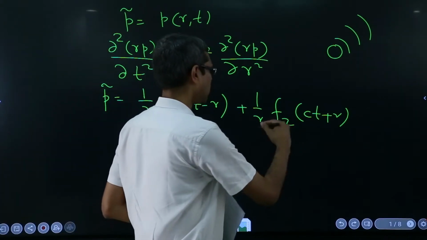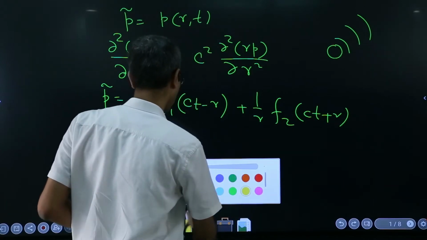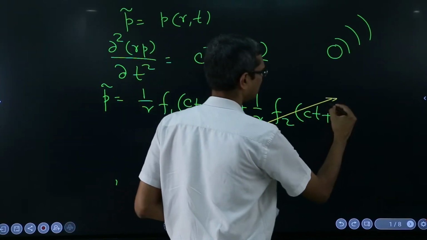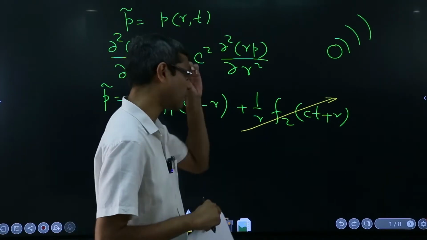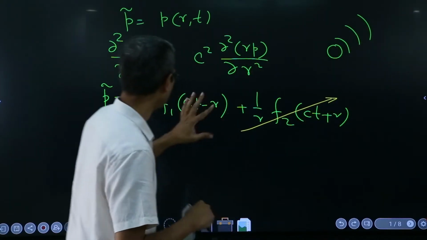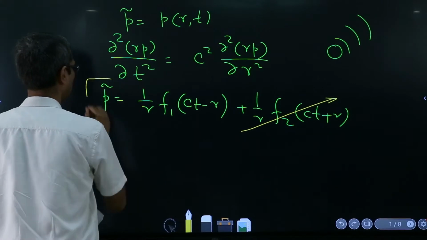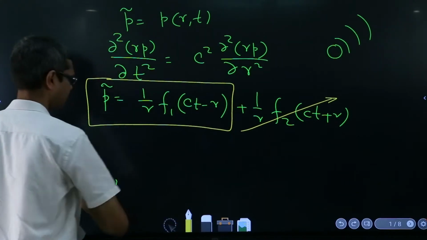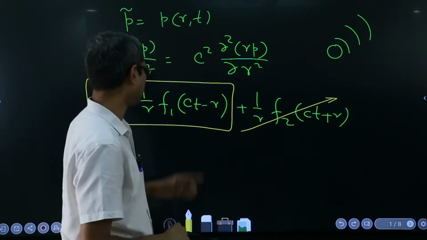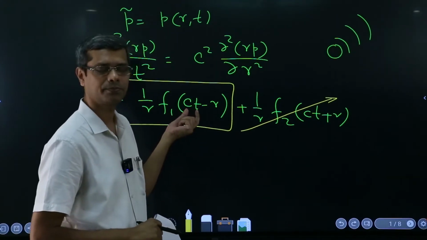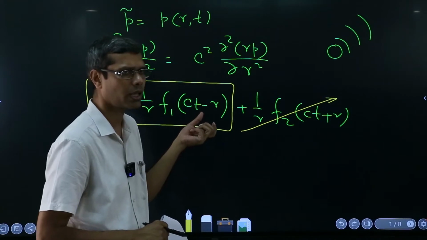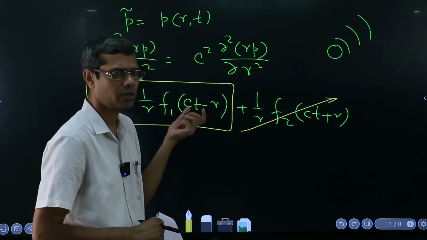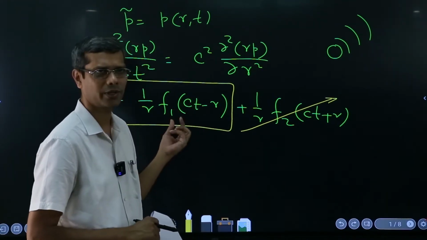Now we said that we won't bother about the second term because it is a converging type of wave, and we are more interested in the radiation. So this is what our solution is. Please note that here we are using the general form like this. We are not using omega t minus kr. We could have used it, but why are we not using it?